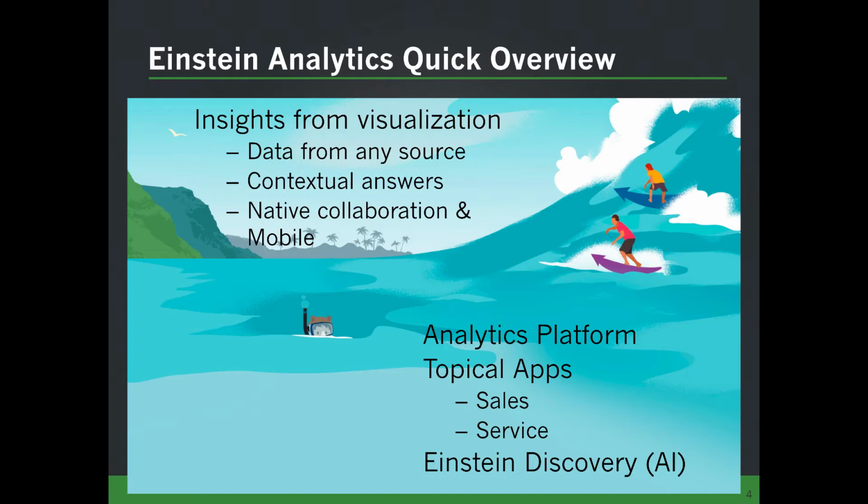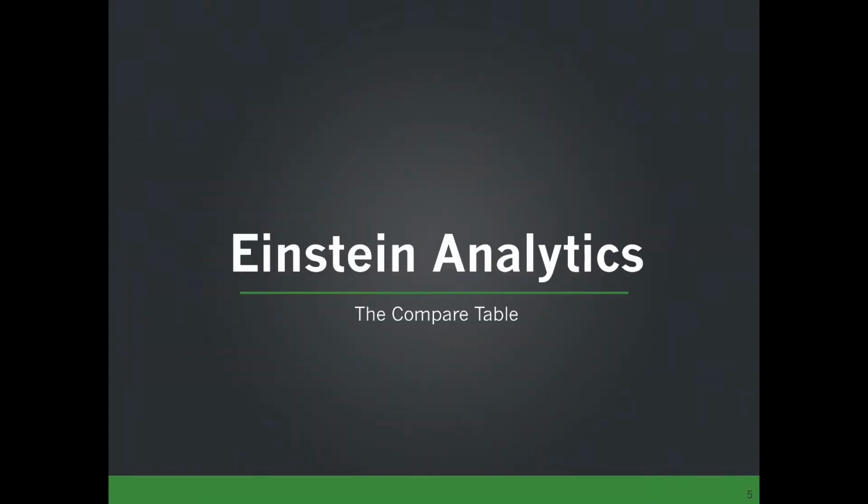As far as functionality, Einstein Analytics comes in three flavors. First, there's the analytics platform. It's really an empty platform that you can build whatever you want on top of. Next, there are topical apps focused on delivering answers to specific business questions, items such as Sales Analytics, Service Analytics, B2B Marketing Analytics, even apps from various partners. And finally, there's Einstein Discovery, which adds artificial intelligence powered insights into the analytics.